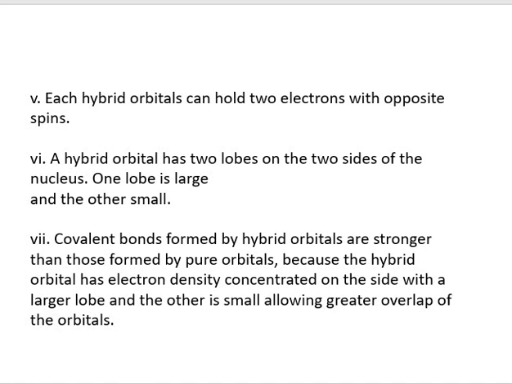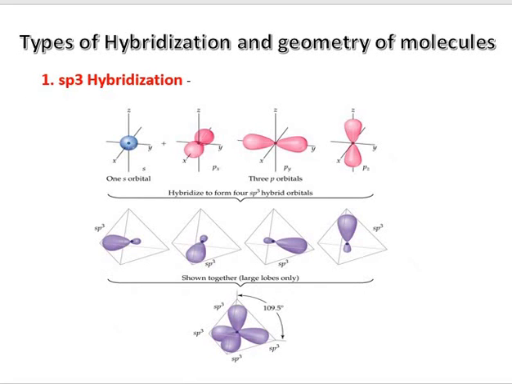Now we are going to learn types of hybridization and geometry of molecules. We are going to learn here the types sp3, sp2 and sp hybridization. So let's start first with sp3 hybridization. In this case, what will happen?